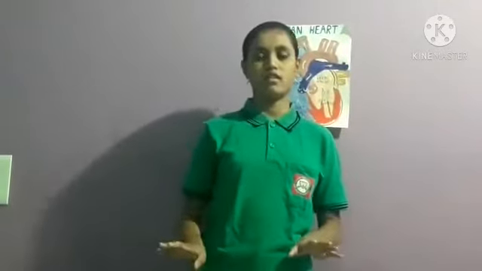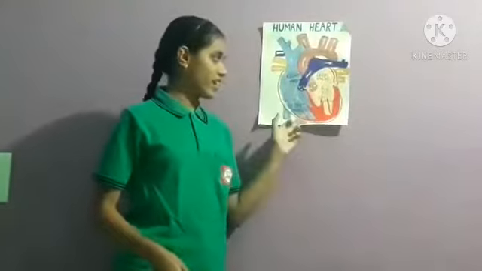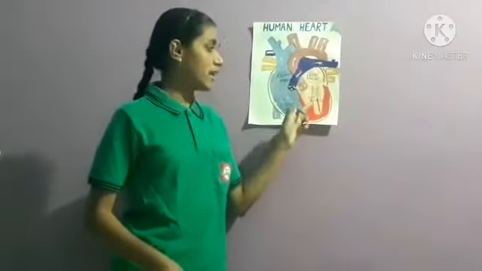So we need a lot of energy to perform our tasks efficiently. For this purpose, we need to ensure that our blood is separated into deoxygenated and oxygenated. For this, we have four chambers in our heart. Those four chambers are right atrium, right ventricle, left atrium and left ventricle.